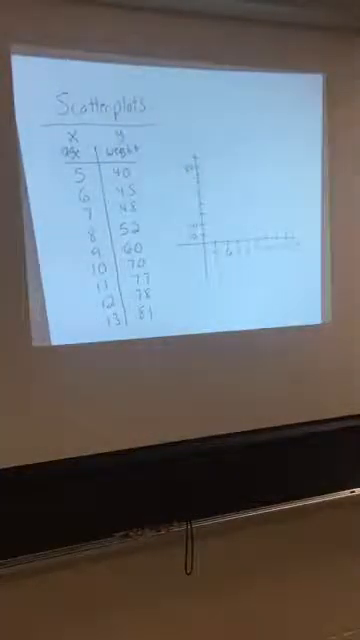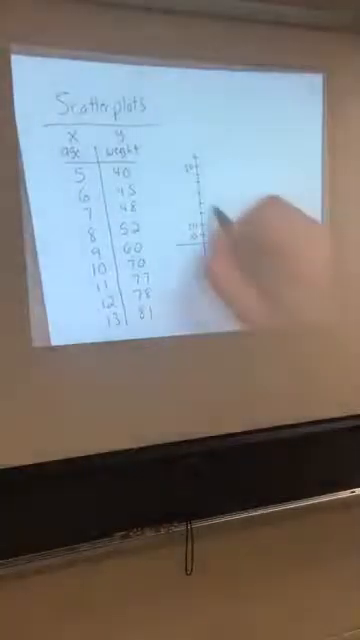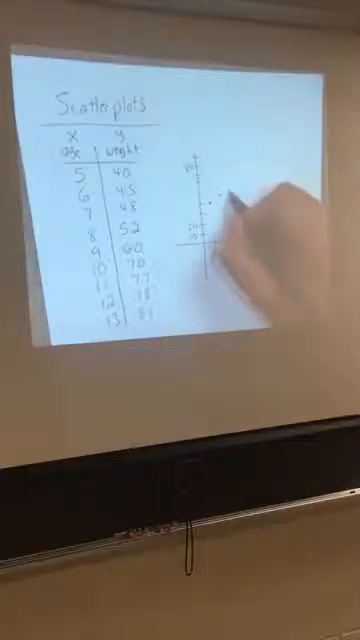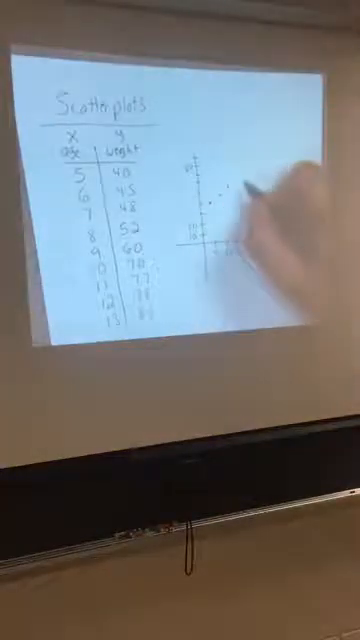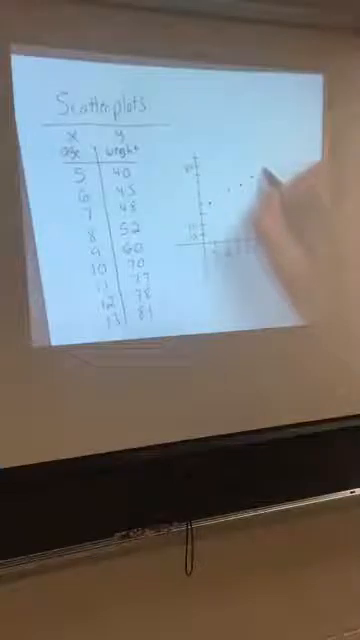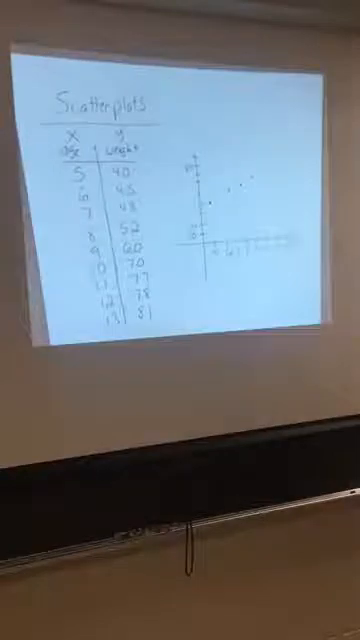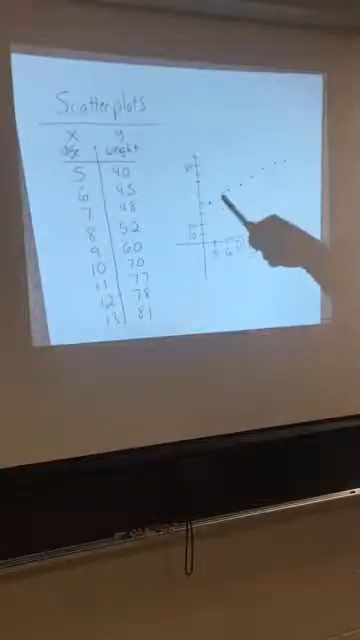And then you just plot your points. This 5-year-old weighed 40 pounds. The 6-year-old weighed 45. 7-year-old weighed 48. 8-year-old weighed 52. 9-year-old was up to 60. 10 was up to 70. 11 was 77. 12 was 78, stayed about the same. And 13 was 81. So there is a bunch of dots, and this is called a scatter plot.